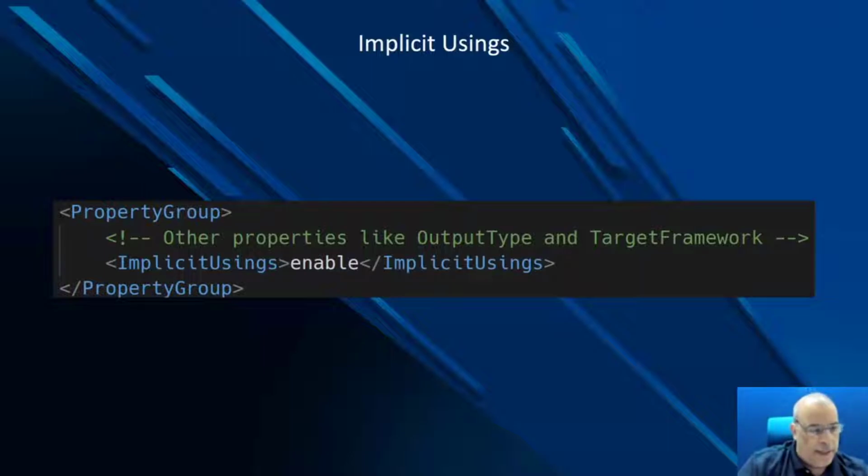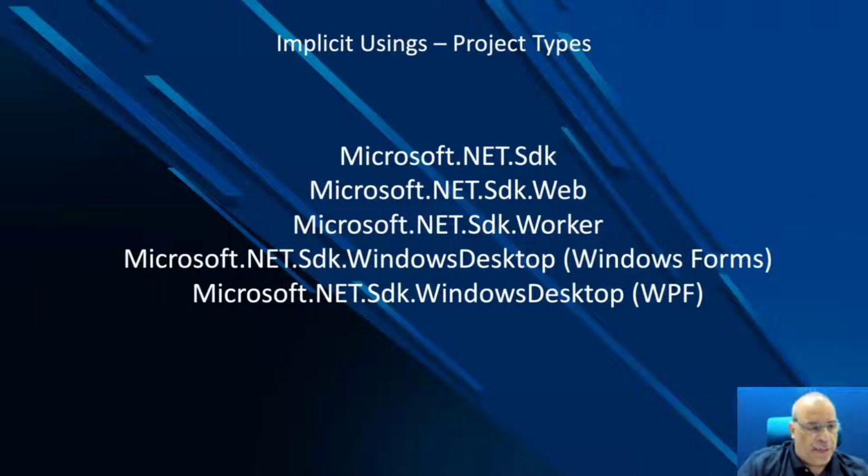What this does is it says, hey, based on your project type, I am going to include some basic ones. The basic ones that are included depend on the project type. To do that, we add a property group called implicit usings and set the property to enable, true, any Boolean kind of value. The standard is pretty much enable. To show you some examples, these are the project types that are supported: .NET SDK, SDK Web, SDK Worker, and then Windows Desktop, both for WinForms and WPF.